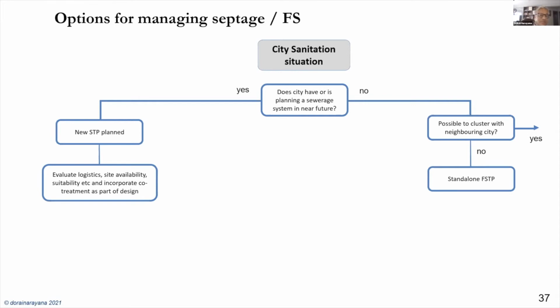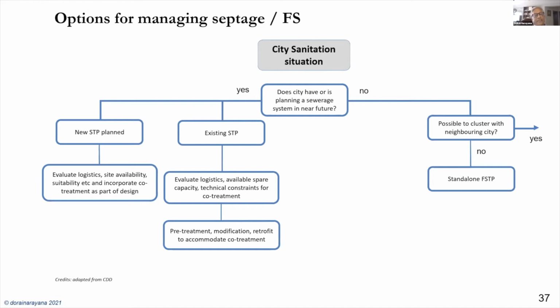So this is very easy because you have not built anything, and you could just say, okay, this is what we are expecting over that planning period, and this is my STP, and we can plan and design the STP to co-treat, right? Quite fairly straightforward. Now, when you have an existing STP, it gets a little more complicated. Again, you still need to do the logistics evaluation.